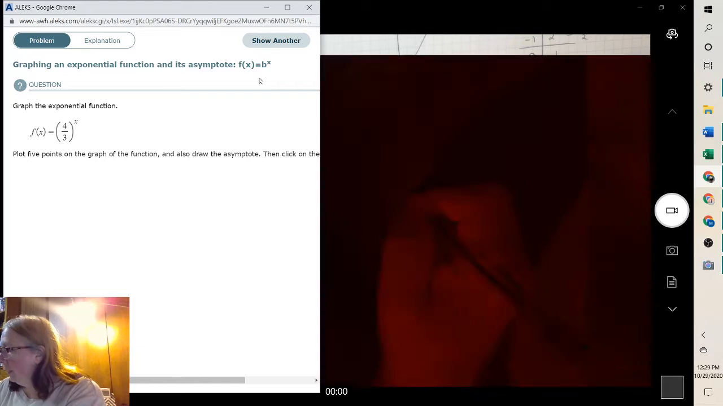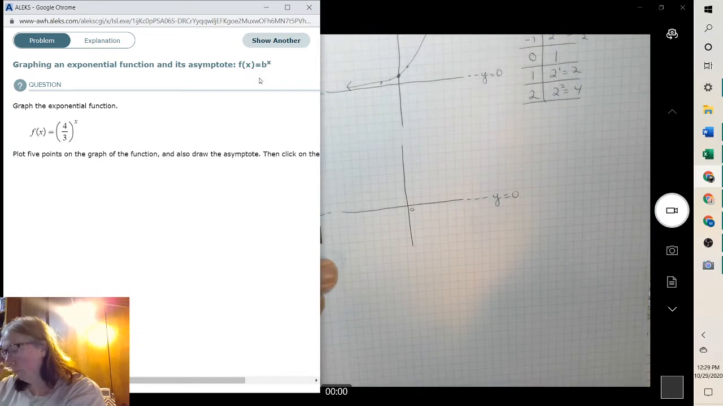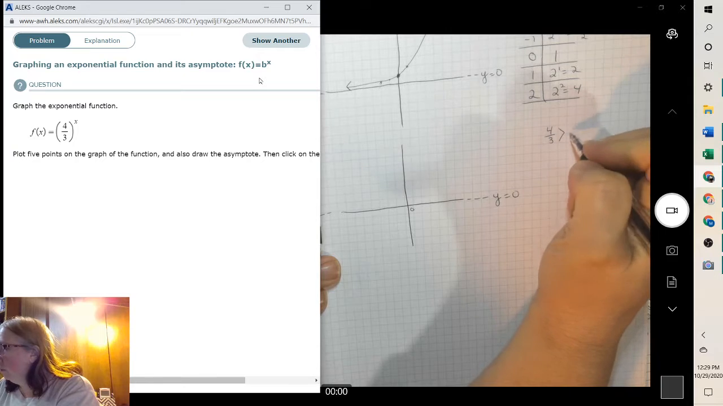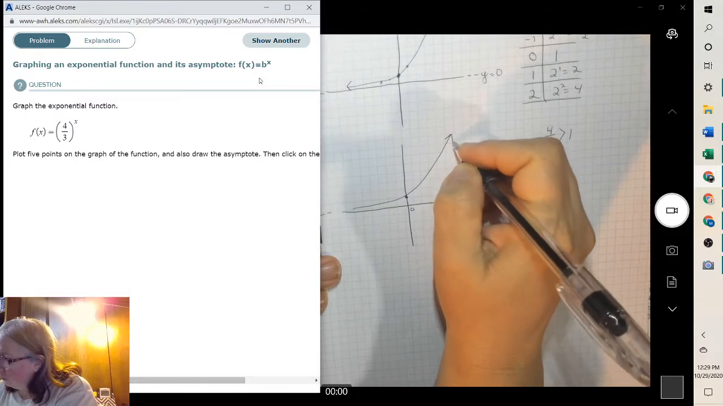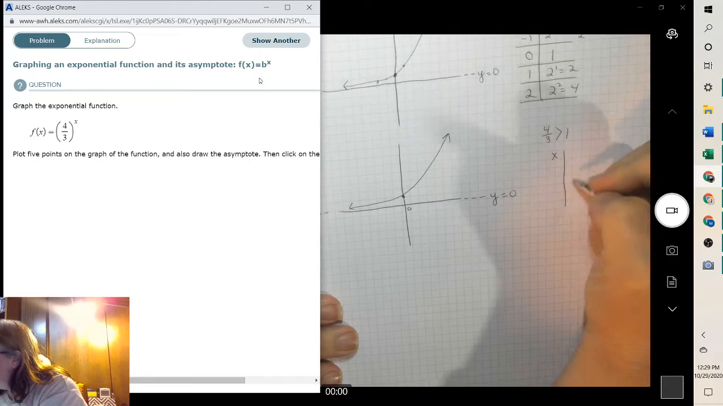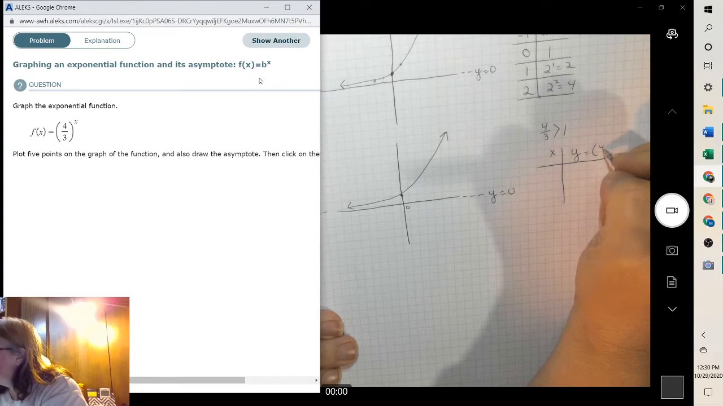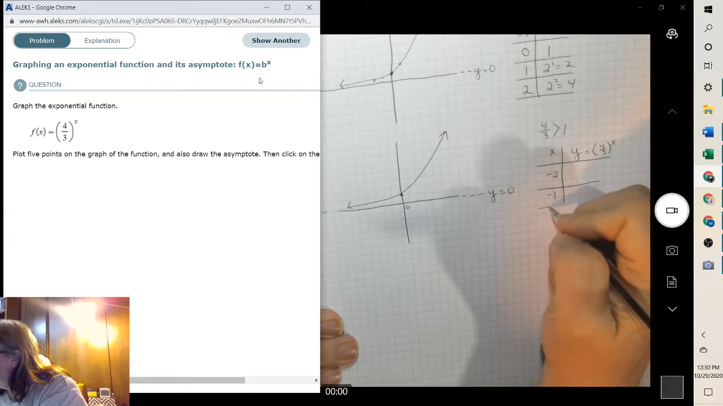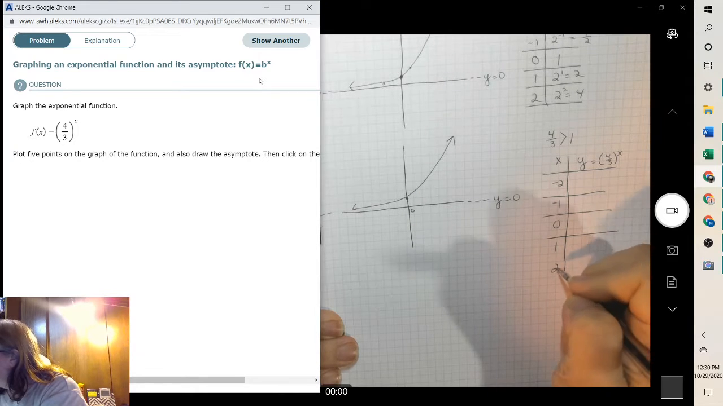Again, it's not moving up and down, so the asymptote is at y equals 0. 4/3 is greater than 1, so it's increasing. It's going to look like this. Plotting the points, since we're not shifting right, left, or up or down, use -2, -1, 0, 1, and 2.